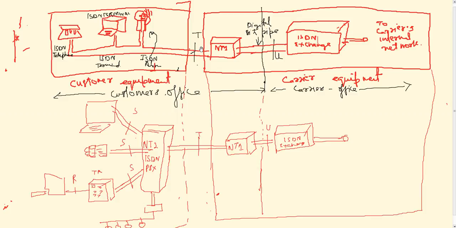So what's left out? Is there anything left out in it? I don't think so. I think that's it. Now that's about the architecture of the ISDN.